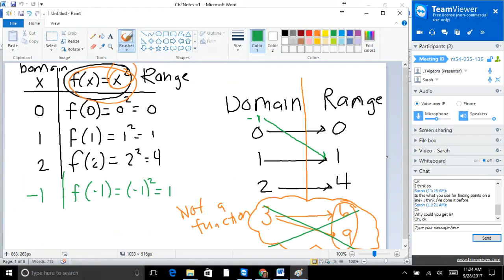And this is allowed in a function. So the green is okay. The orange is not okay. All right. So you can put in -1 and get +1, or you can put in +1 and get +1. So they're allowed to share values in the range. It's just that if you put in a number, you only get one answer.